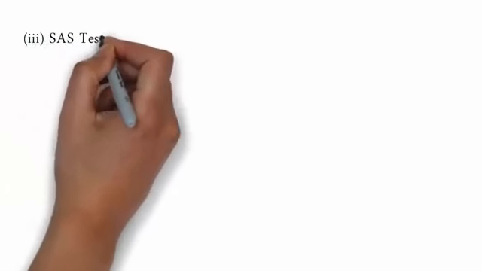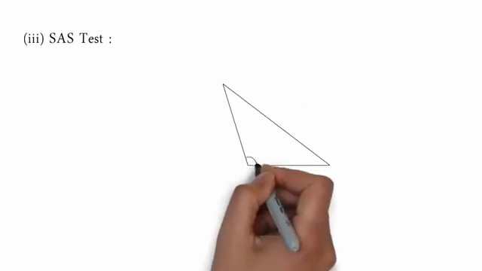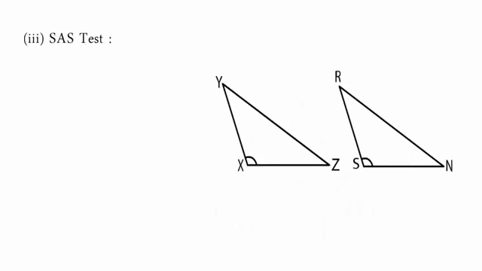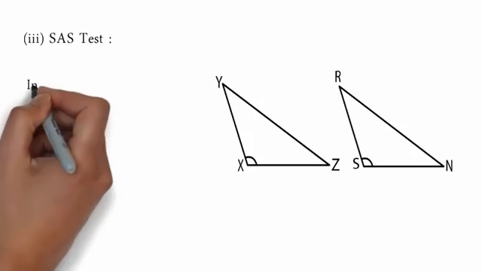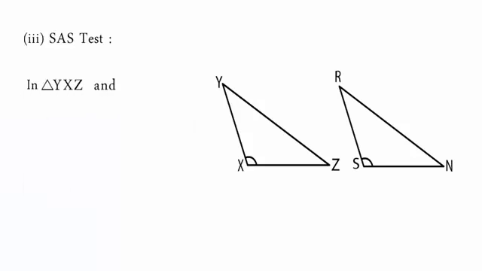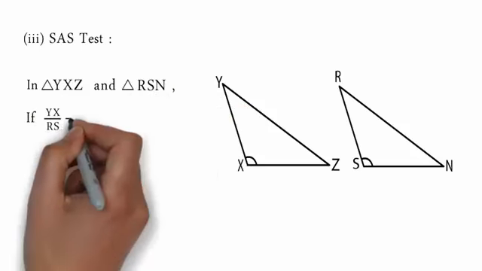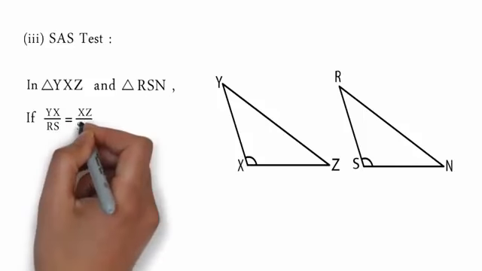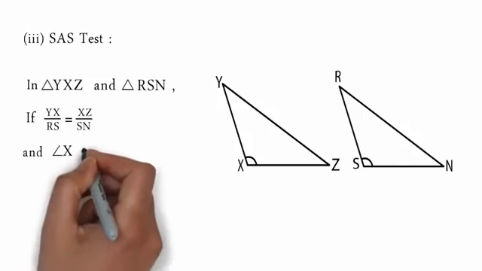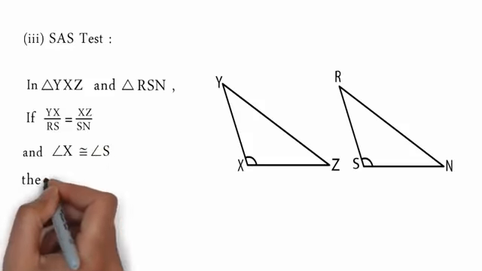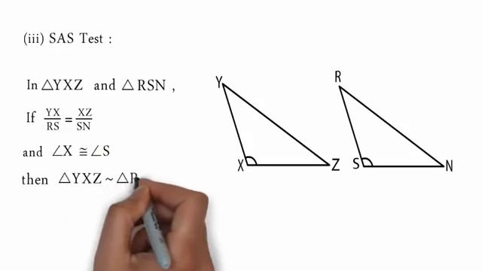Third, SAS test. For a given one-to-one correspondence between the vertices of triangles, the two triangles are similar if two sides of a triangle are proportional to the two corresponding sides of the other triangle and the corresponding included angles are congruent. In triangle XYZ and triangle RSN, if YX is proportional to RS, which is equal to XZ proportional to SN, and angle X is congruent to angle S, then triangle XYZ is similar to triangle RSN.